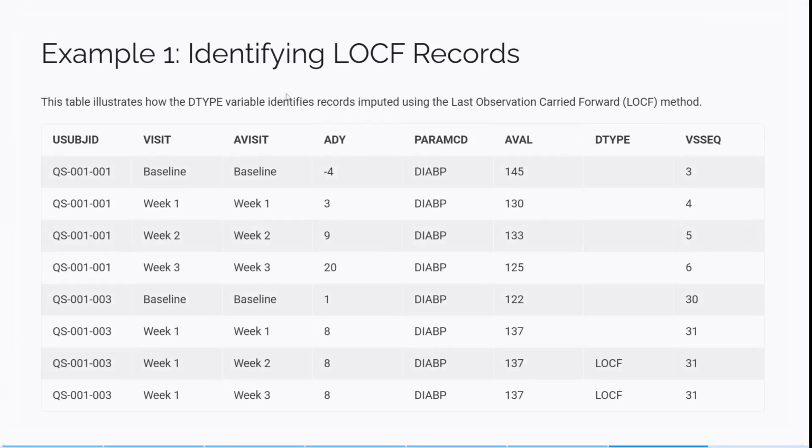So this is an example identifying the LOCF records. You can see the DTYPE is there with LOCF values, because the original value is missing. This value is carried forward to the next record for the week 2 analysis visit. This record is also imputed for the analysis value because the values are missing but the records are present, so we have imputed it, and it gets a similar sequence number for the imputed value.